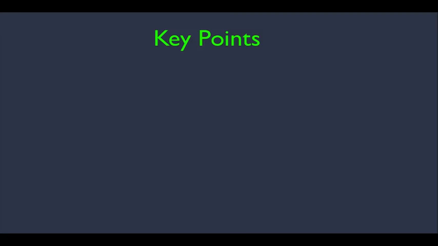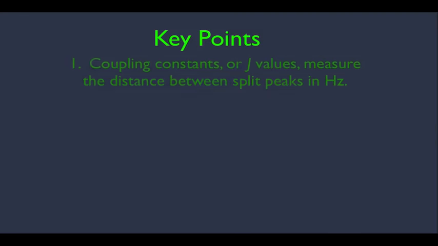In this online lecture, we're going to discuss J values or coupling constants, and let's talk about our key points. What are we trying to get out of all of this? Our first key point is that coupling constants or J values measure the distance between split peaks in hertz.